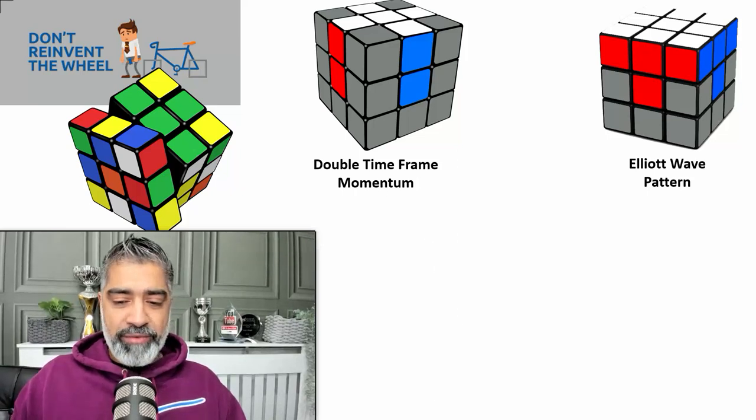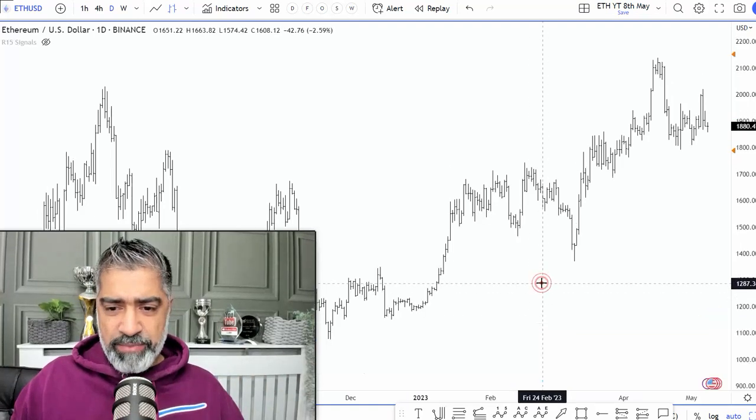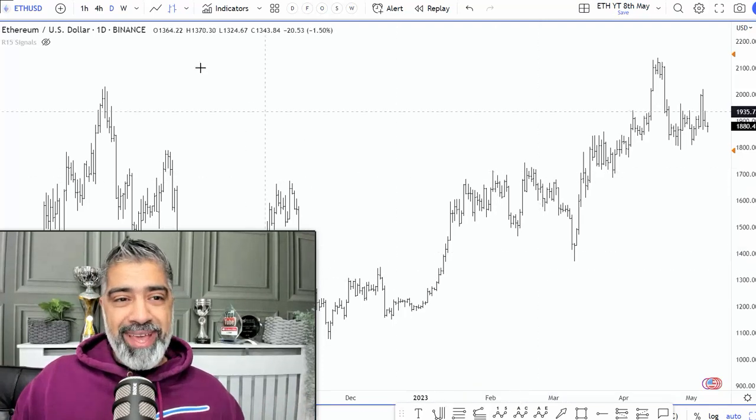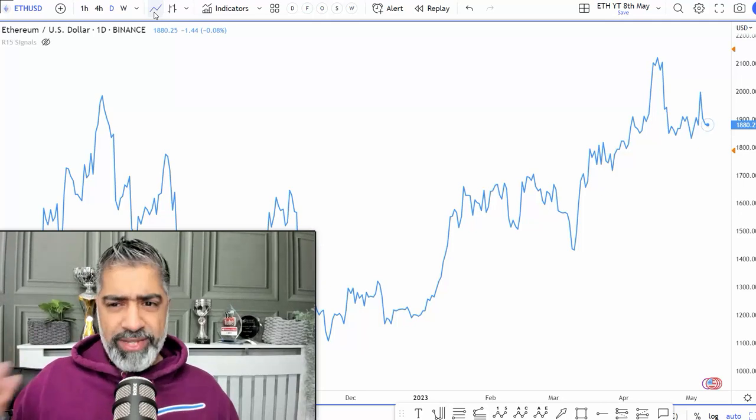So let's go back to Ethereum, and let's just see, can we see any 5s and 3s in this market? Now, if you're not used to looking for 5s and 3s, it might not be as obvious initially. Sometimes you can put the line data on, and then you can ask, is there any 5-wave count?